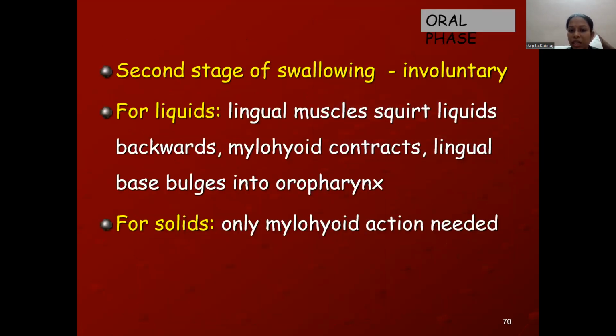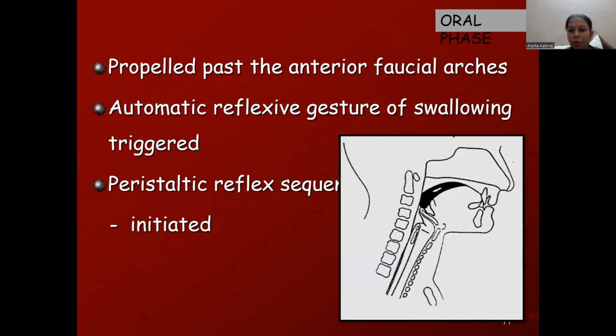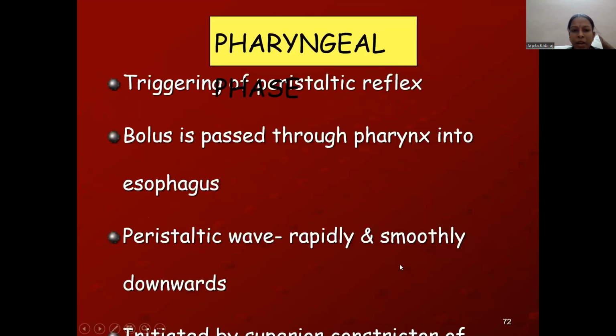The second stage of swallowing is involuntary. For liquids, the lingual muscles squirt the liquids backwards and the mylohyoid contracts, so that we can gulp down the liquids. For solids, only the mylohyoid muscle action is needed. The food is propelled past the anterior faucial arches. The anatomic reflex gesture of swallowing is triggered and the peristaltic reflex sequence is initiated.